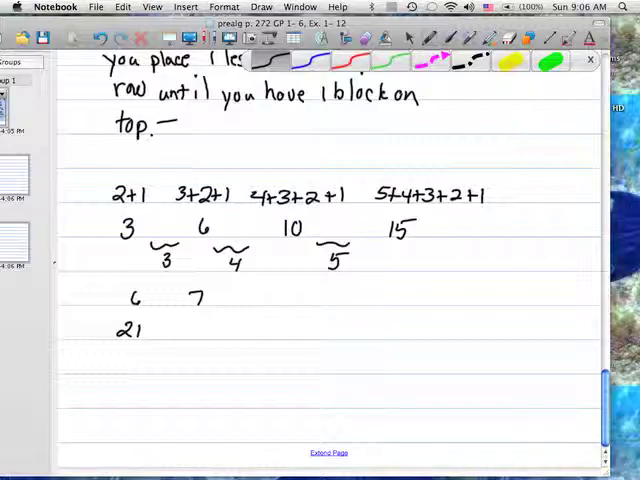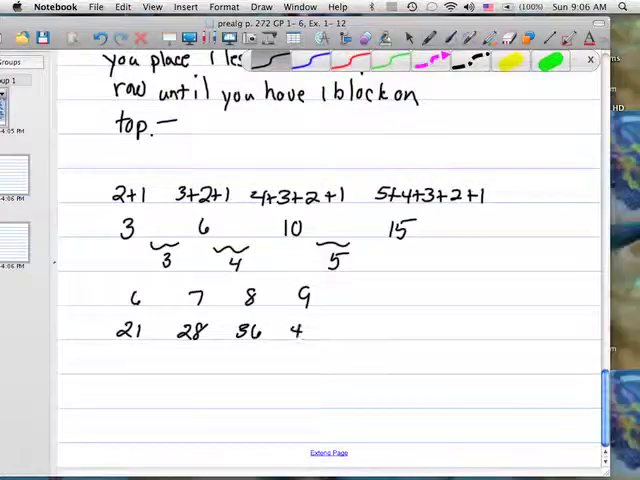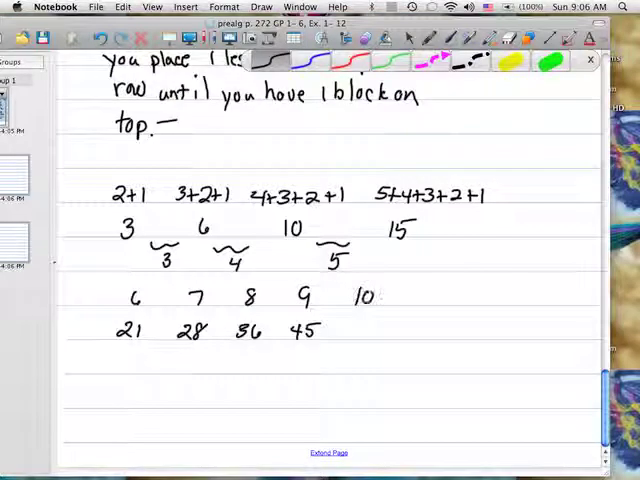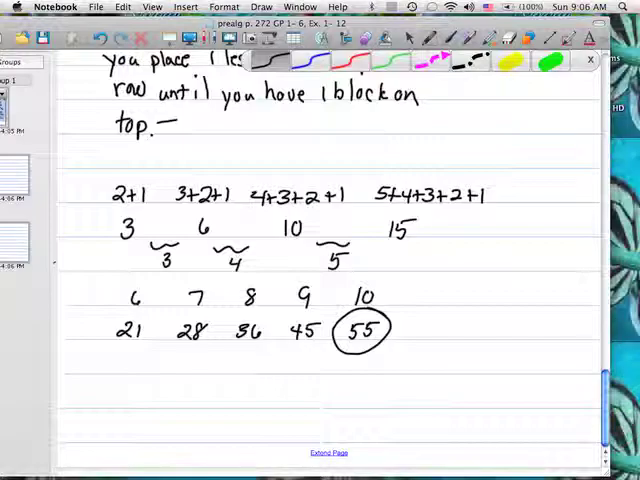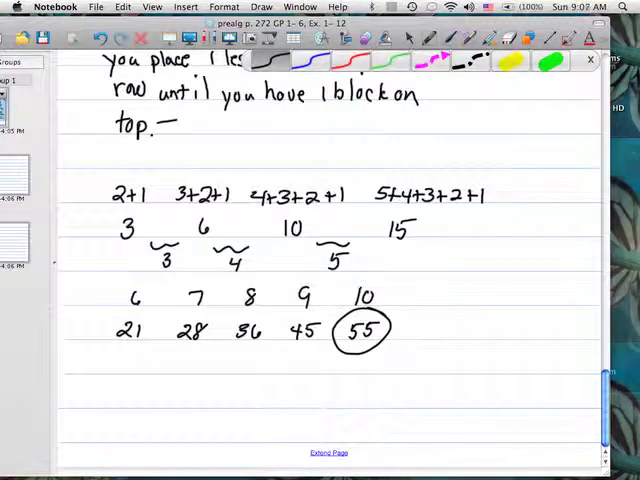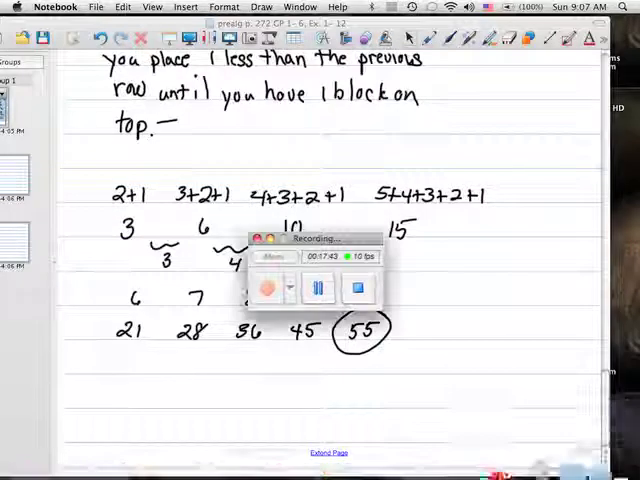7 would go up by 7, so that'd be 28. 8 would go up by 8, be 36. 9 would go up by 9, which would be 45, and 10 blocks would go up by 10, so it'd be 55. And that was one possible way of explaining that picture there. And again, it's the same pattern that we had before. So that concludes the evens. Check the answers in the back of the book.